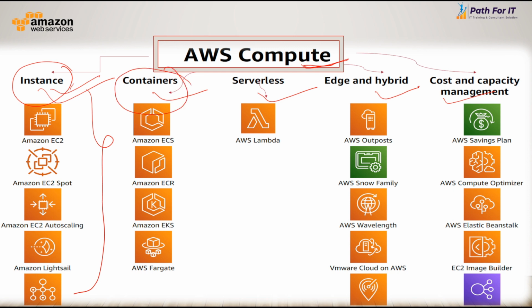Container is not now part of compute, but we can bring it into compute because we also perform computational tasks under containers. But right now it is in a separate service list in the AWS dashboard. We have serverless services like AWS Lambda, and we have edge and hybrid, and cost and capacity management services. We need to understand multiple things including AWS Compute. So let's start to understand AWS Compute in detail, and then we'll go ahead with the individual subcomponents of compute.